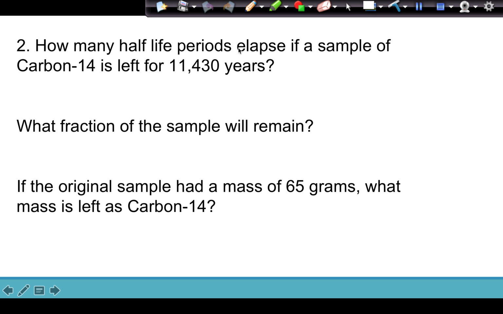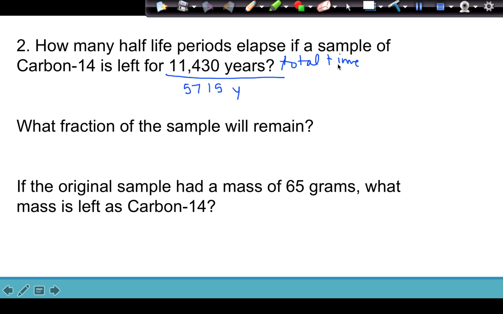So the next question asks about carbon-14. Again, it says how many half-life periods elapse if a sample of carbon-14 is left for 11,430 years. This is your total time. You're going to have to look on table N to find out the half-life period for carbon-14. And the half-life period for carbon-14 is 5,715 years.